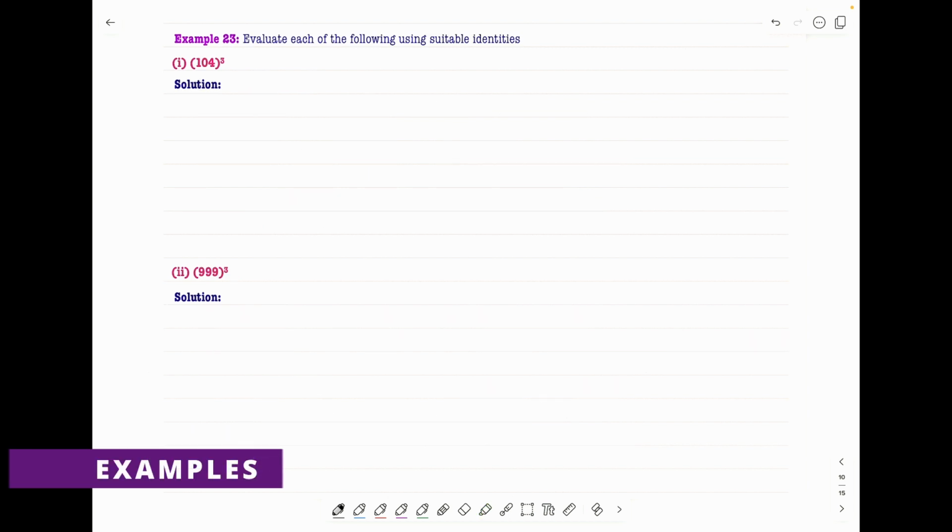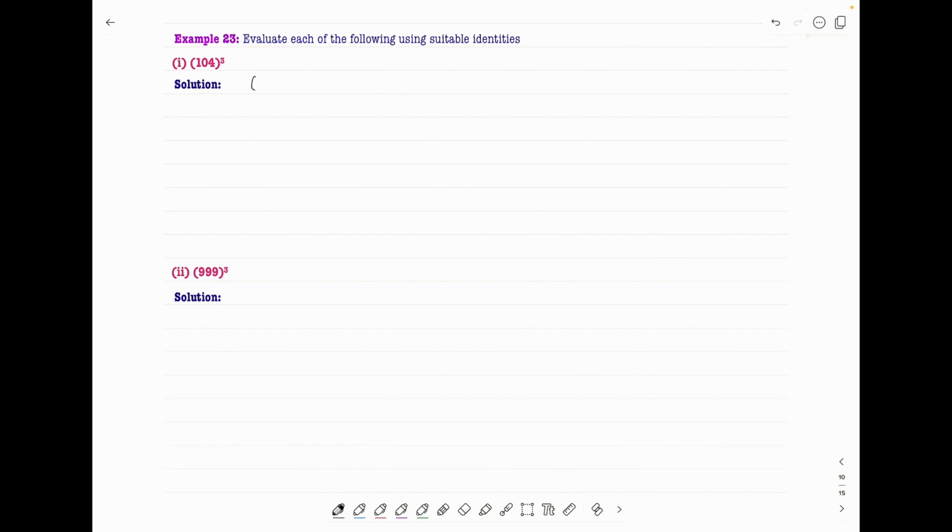It has been said, evaluate each of the following using suitable identities. So we want to find 104 whole cube. How are we going to find 104 whole cube? We can write 104 as 100 plus 4 whole cube. Now we know x plus y whole cube is what? x cube plus y cube plus 3xy into x plus y. This is identity 6.